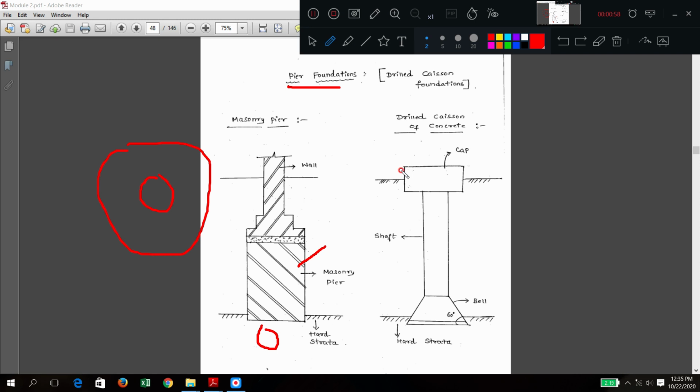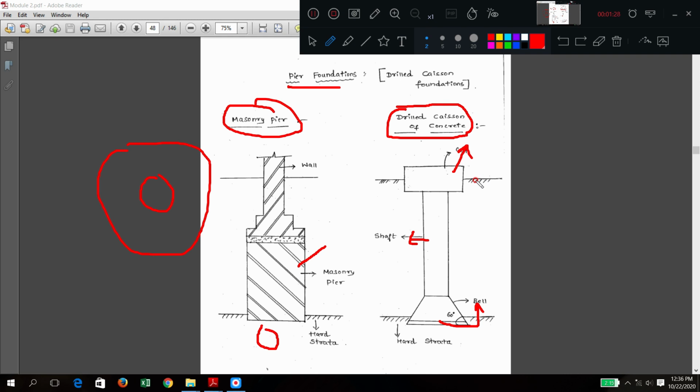For these two diagrams, we have seen foundations for a bridge. One was a masonry pier, another was a drilled caisson. In the photo from the previous video, you will be able to understand that. A typical drilled caisson of concrete consists of a bottom plug or bottom bell shape, a shaft, the vertical member, and at the top it's called a cap.